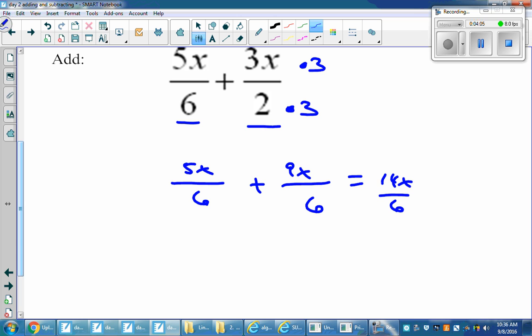Last thing I have to do is reduce. Just so happens that 2 goes into 14 and into 6. So if I divide the top by 2, I get 7x. Divide the bottom by 2, I get 3. So my final answer would be 7x over 3.